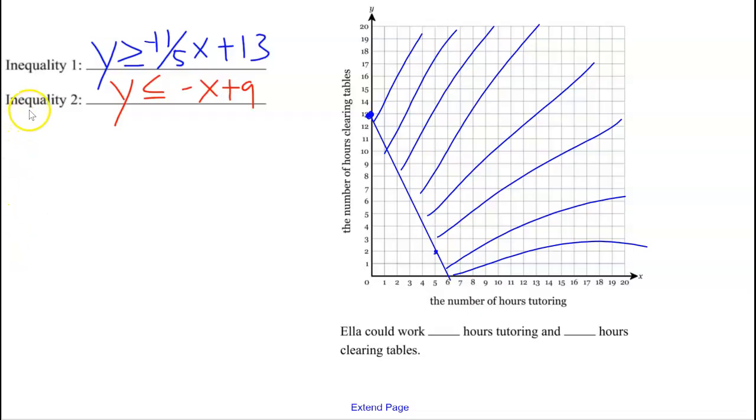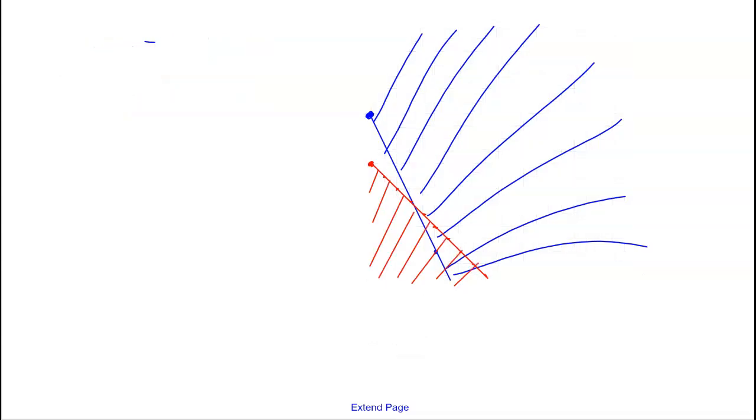Then here I got y is less than or equal to negative x plus 9. I'm going to go to 9. I'm going to go down 1 and over 1. And you can keep doing it so that you have enough dots so you can see what a line is. Solid line because it's equal to. And because it's less than, we're going to shade below.